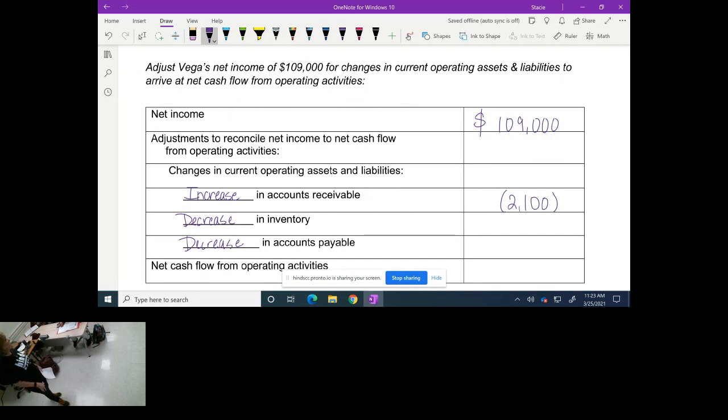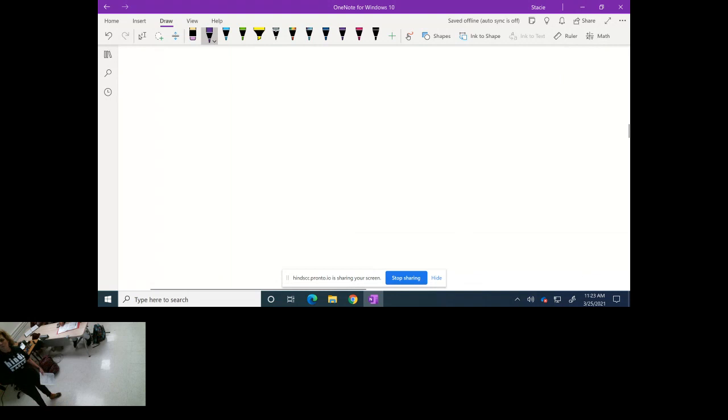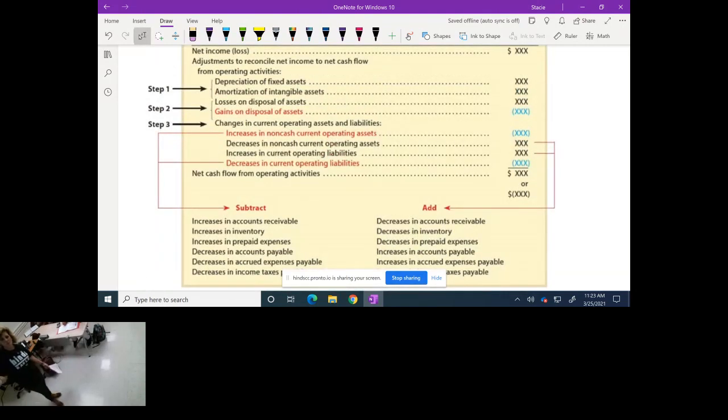Or look at page 5. Increase in accounts receivable. This thing does not move as fast as I would like for it to. Okay, so this is where this kind of comes in as helpful. All right, so we have an increase in a non-cash current operating asset. We have an increase in accounts receivable. So follow the line down. Increases in accounts receivable will subtract.